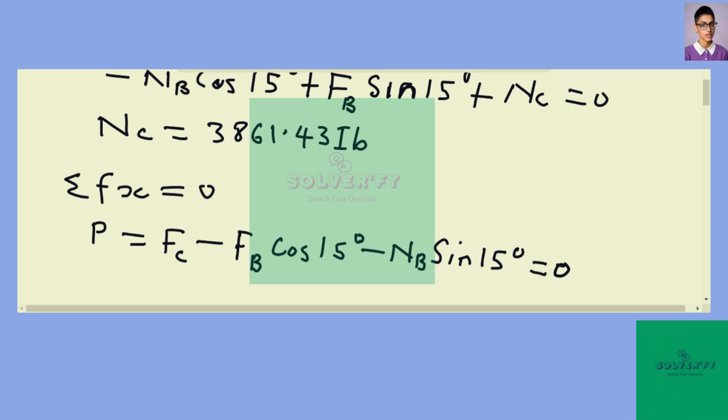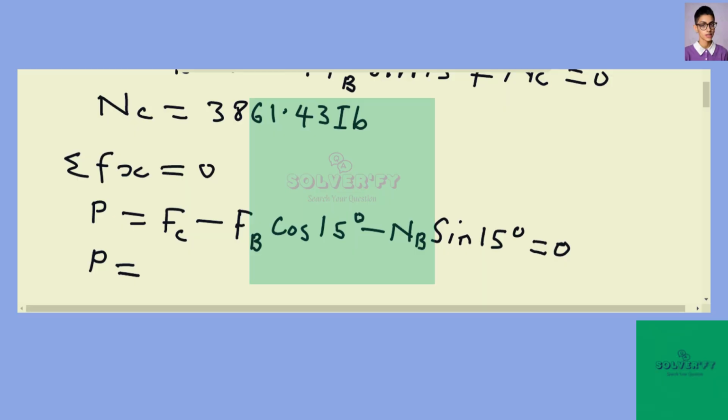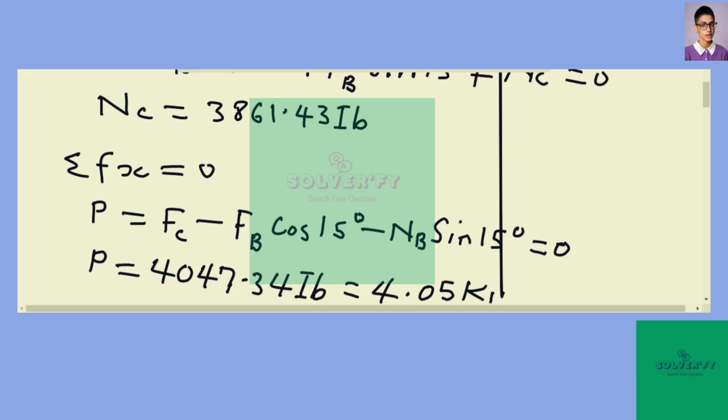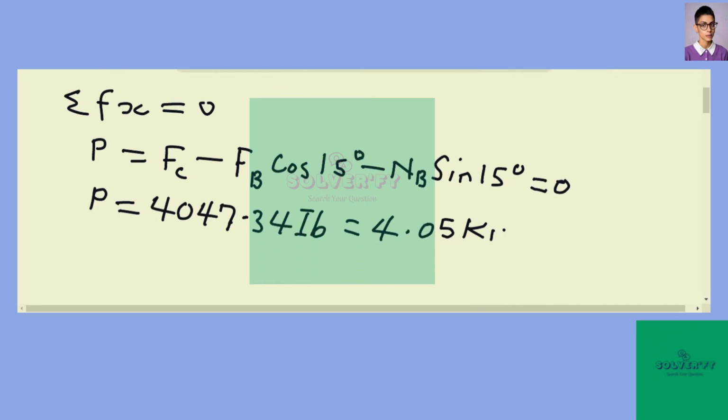When you solve this, plugging in all the values you've already gotten previously, you are going to arrive at P to be 4047.34 lb, which is equal to 4.05 kip. So that's the minimum force.